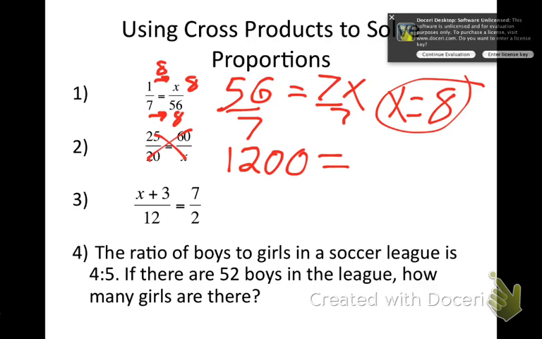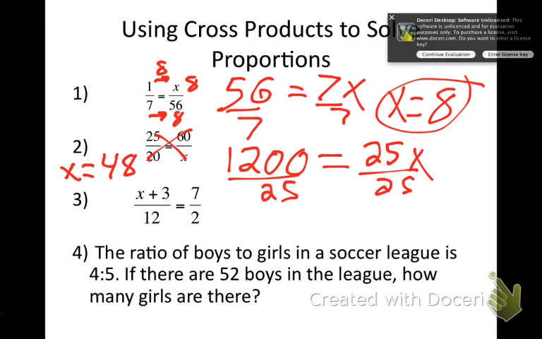Equals, what else do I multiply then? 25 times x. So 25x. And now I divide by 25. So 1200 divided by 25 is going to give me x equals, John? 48. Nice job. And again, if I look to plug that back in, it makes sense. Numerator is larger, numerator is still larger in my second one.